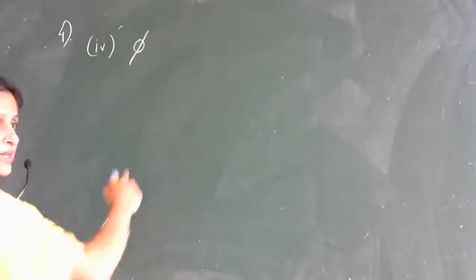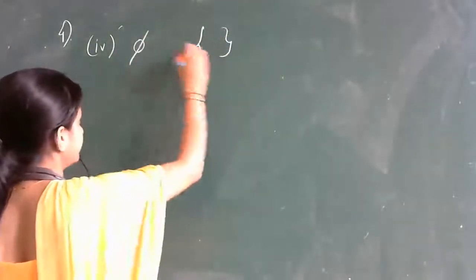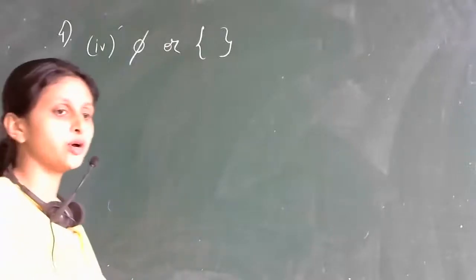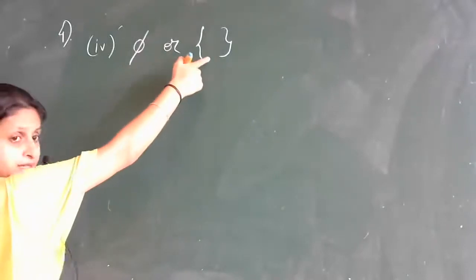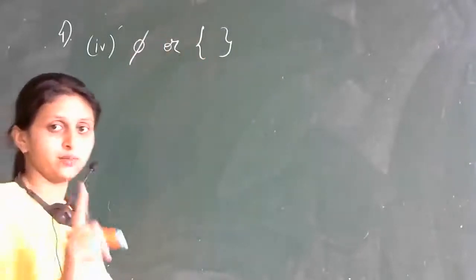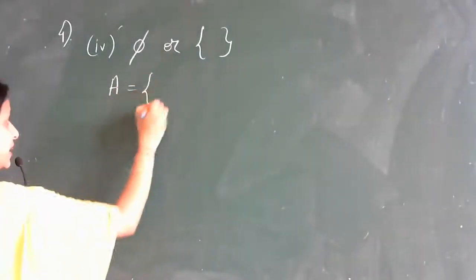Fourth, they have given us the empty set. We can write it like this also, right? Now tell me, what are the possible subsets? Only once. In the empty set, we don't have any elements, right? I can write it as A is equal to the empty set. So this is my empty set.